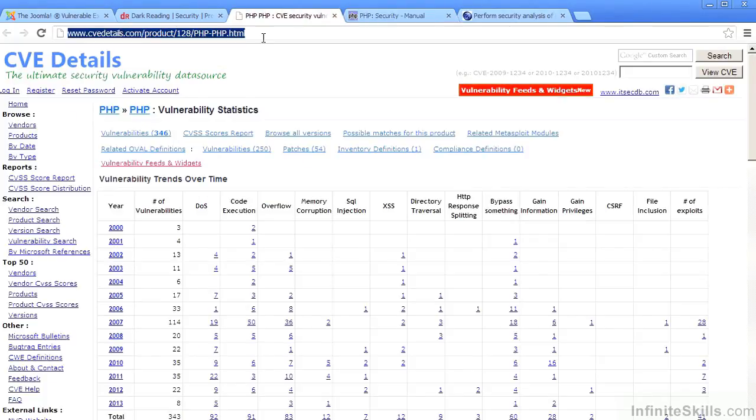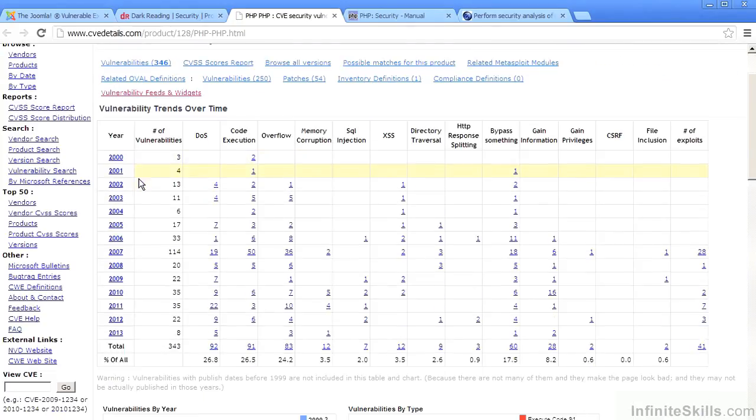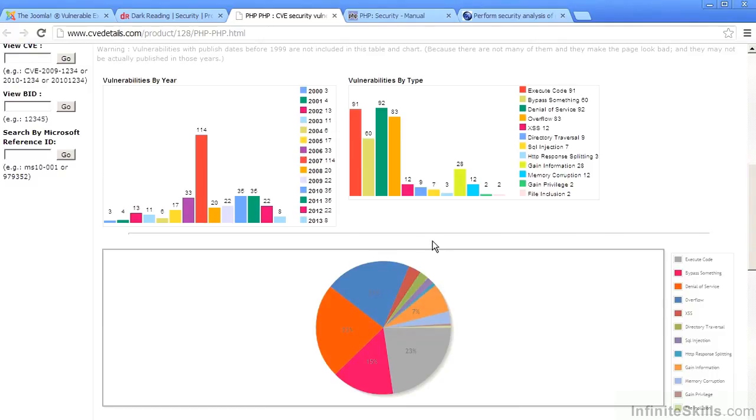There's a website called cvedetails.com, which will give you actual statistics in terms of the PHP language itself. And as you can see, it's broken down by year and by the various vulnerabilities which have been reported over the span of time. Again, there are a number of very excellent charts and graphs which can give you a good grasp of the scope of the problem. The good news for PHP developers is that in the year 2013, there were only 8 reported vulnerabilities as of the date of this recording.